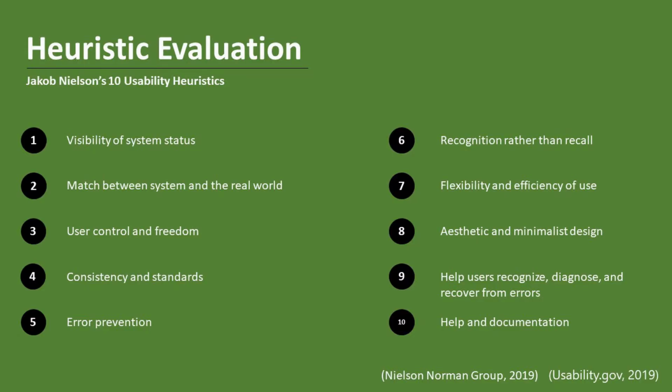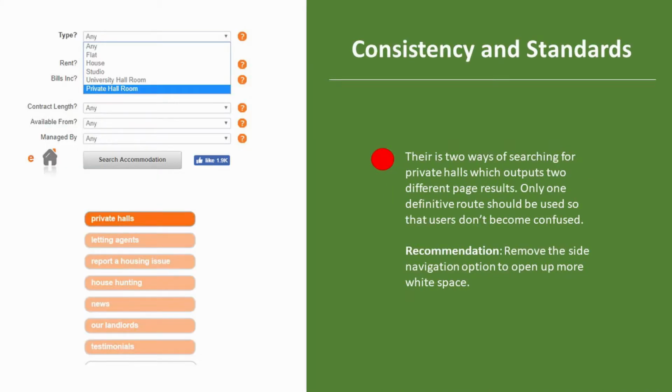A heuristic evaluation is a method of reviewing a site's usability against accepted usability values. In this case, I will be focusing on Jakob Nielsen's 10 heuristic principles. Consistency and standards. There are 2 ways of searching private halls which will confuse the user. My recommendation is to remove the side navigation option bar to open up more white space.